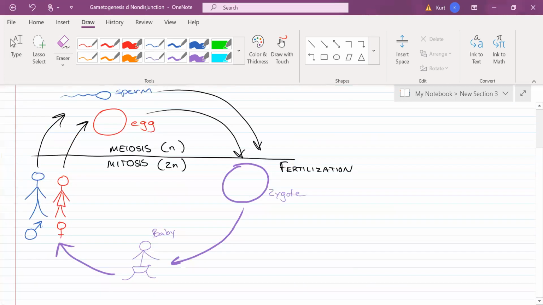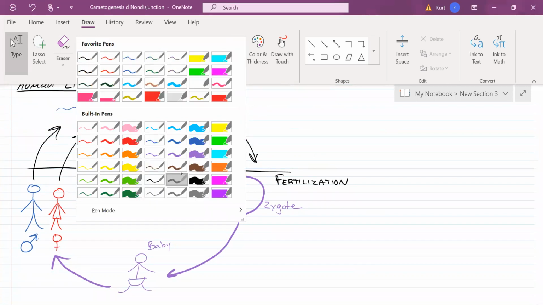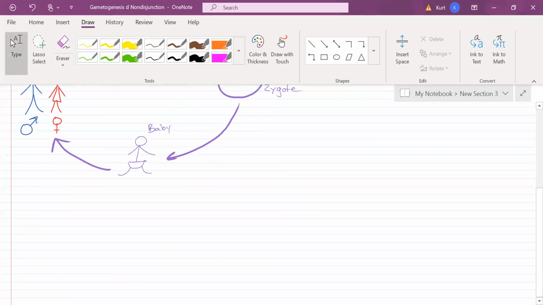So as you all can see, it's pretty simple. In order to go from a single-celled zygote to a fully formed adult, we have to go through mitosis. And in order to make the cells to make a zygote, we need to go through meiosis. And that's what we're going to mainly talk about today.